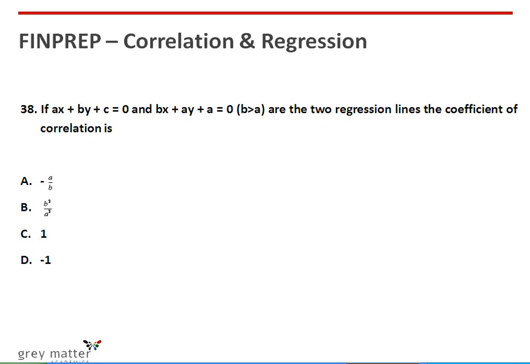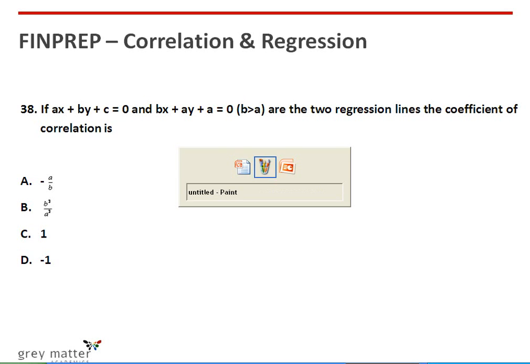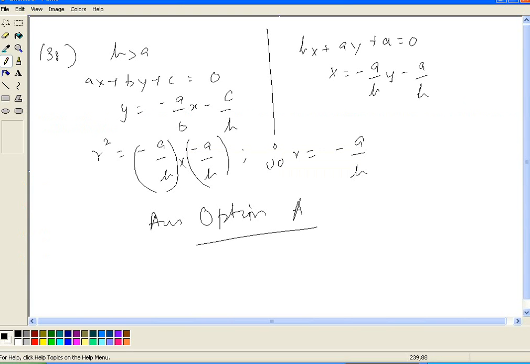38th problem: if ax plus by plus c equal to 0 and bx plus ay plus a equal to 0, given b is greater than a, are the two regression lines, the coefficient of correlation needs to be calculated. Now, since b is greater than a, we write the equation ax plus by plus c equal to 0 as y equal to minus a by b x minus c by b.